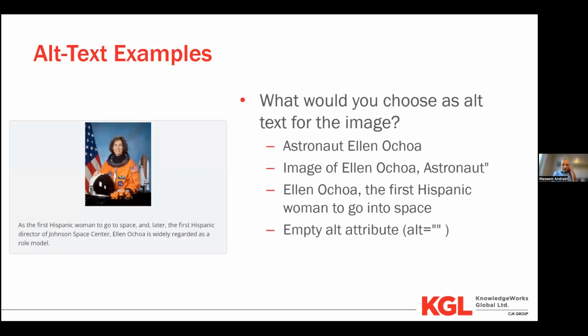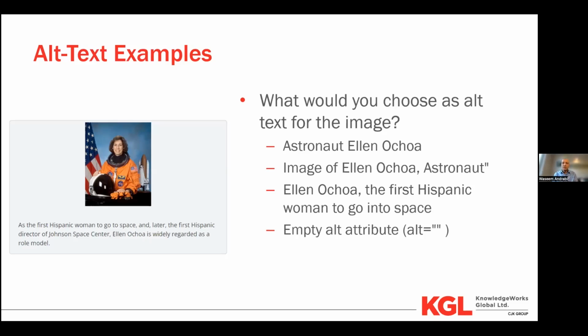Let's look at a few examples at the end. On the left-hand side is a photo with some narrative text around it. What would you choose as the alt text for this image? First, obviously, you need to consider its content and function. An image only has function if it has an area that can be clicked. So this is not a functional image. This is more about information.